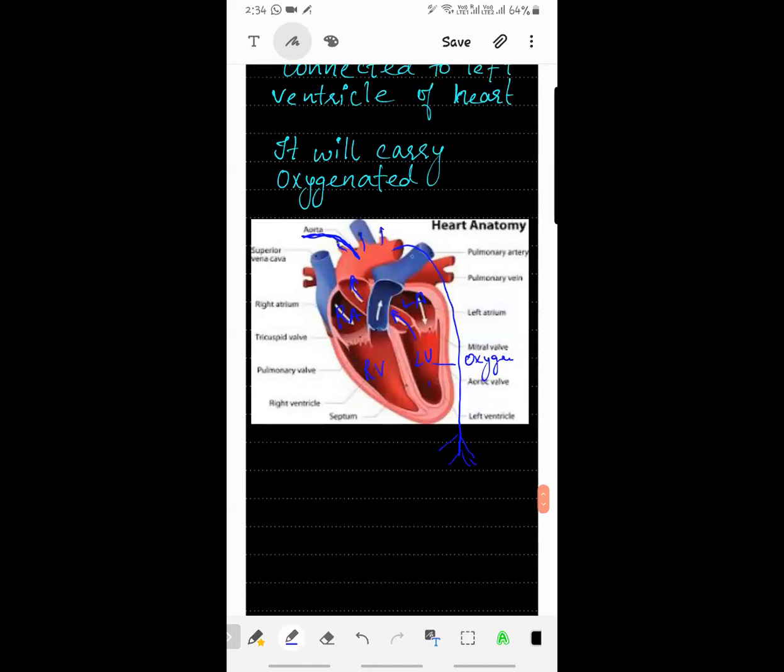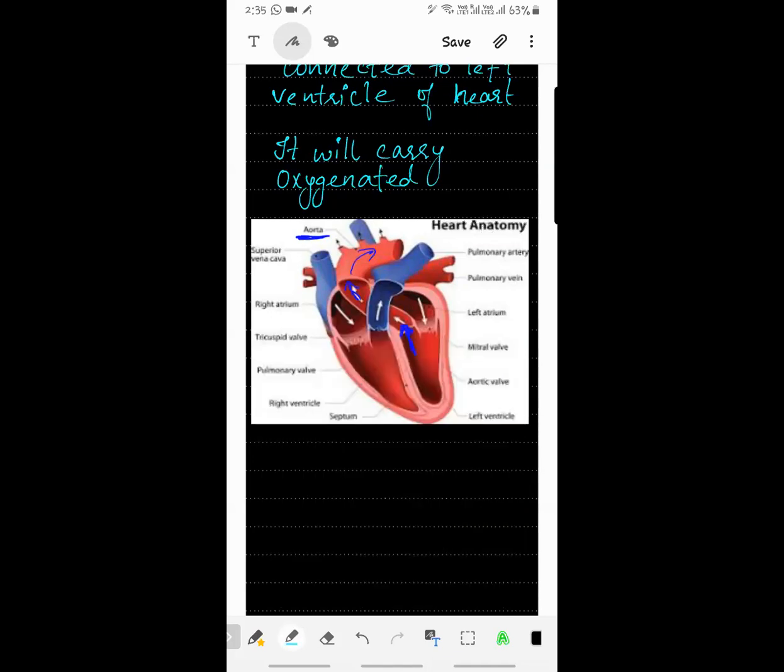We'll discuss the heart later, not now. I have brought this picture just to help you visualize the aorta. Aorta arises from the left ventricle. This is the aorta arising. Aorta starts from the left ventricle and goes like this.